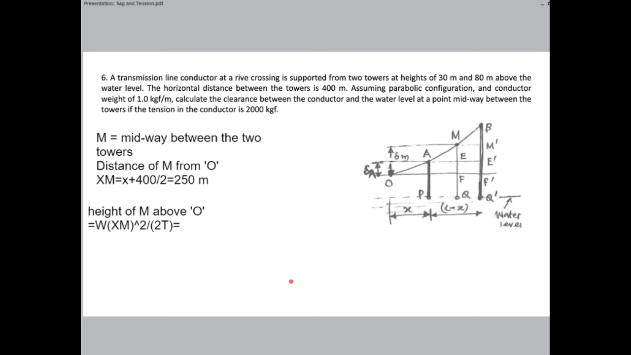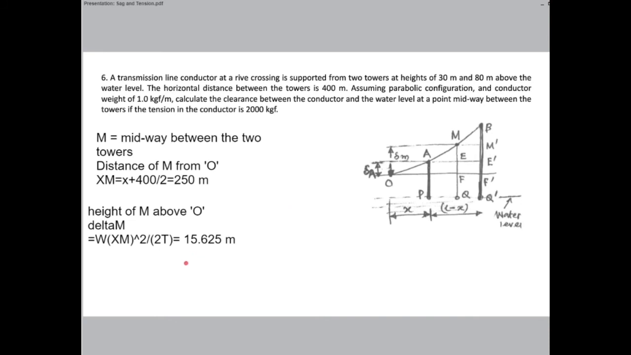So we put the value of W is 1, xm is 250, and t is 2000. So we will get, we can call it delta m, we can use it later on. It will become 15.625 meter.